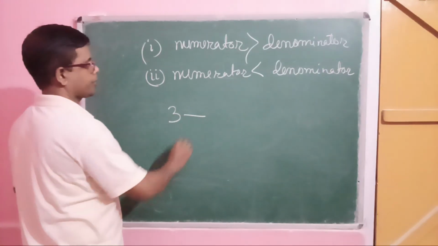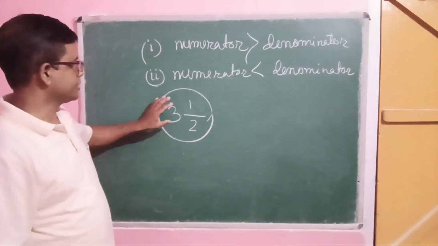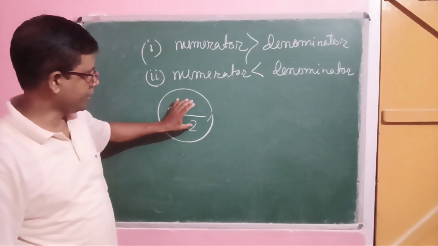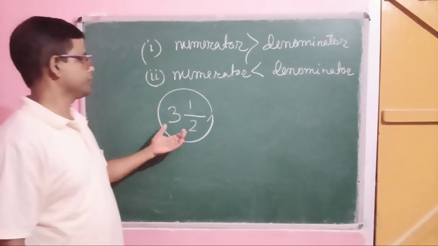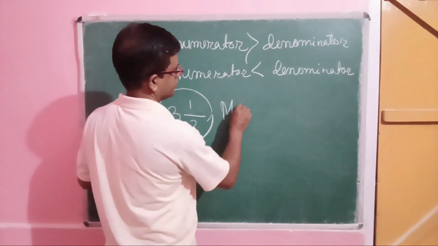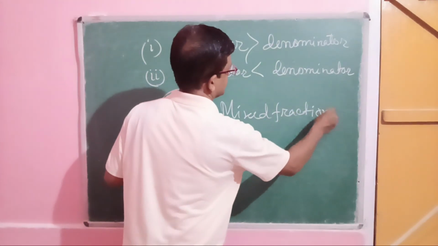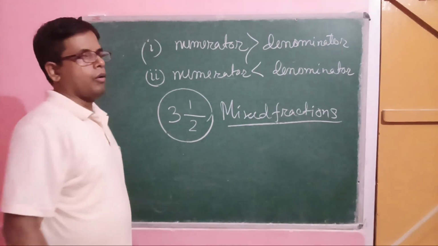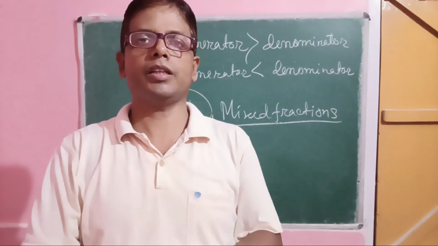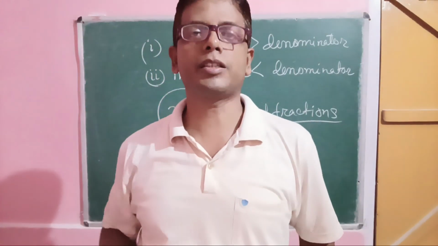So let's come to one type of fractions where there is a whole number or a natural number and a proper fraction together. This is the sum of a whole number and a proper fraction. So these types of fractions are called mixed fractions. This is another type of fraction. So what are the types of fractions? We have number 1 proper fractions, number 2 improper fractions, and number 3 mixed fractions.